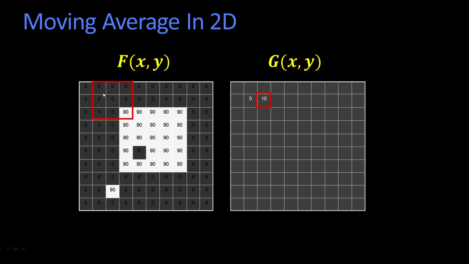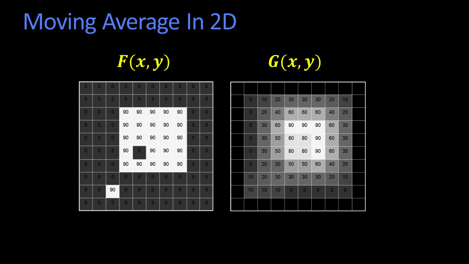And then I slide it over one more. And now I get 2 90s, so its average is going to be what? 20. And keep going, I get 30, and keep going further, 30. So I'm just moving this along, replacing the average. And finally, I get this total averaged value, right?